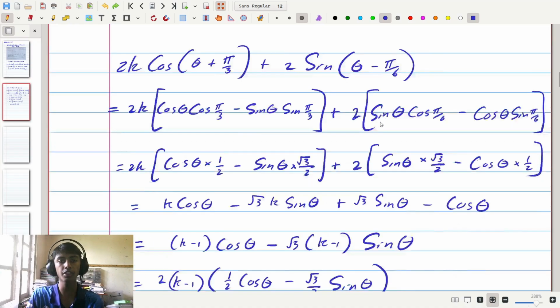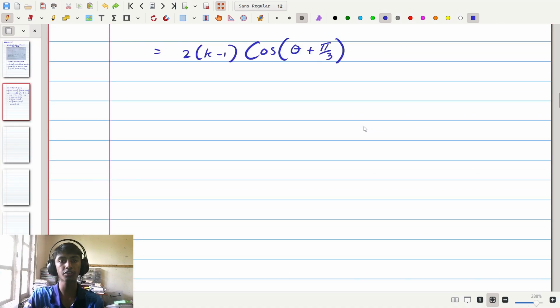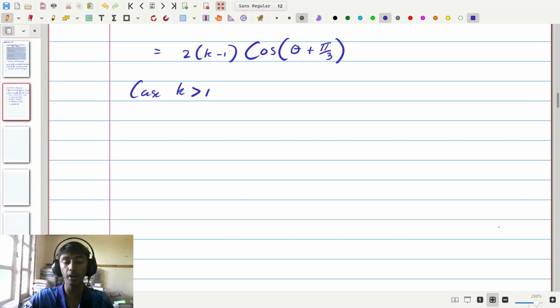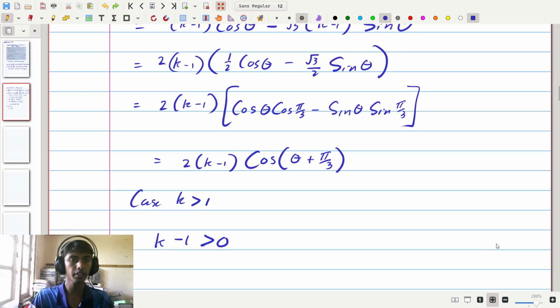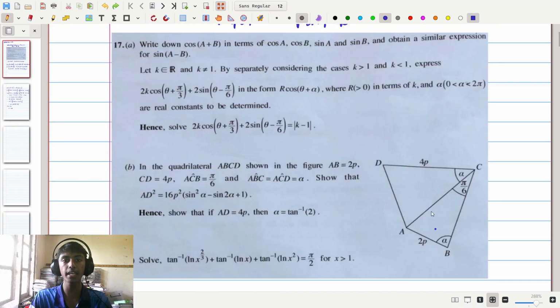So if we now consider the two cases, considering the first case, where k is greater than 1, since k is greater than 1, k minus 1 would be greater than 0. And therefore, 2 times k minus 1, which is the thing that we have at the front here, would be greater than 0. Now, in the form that they gave us, we wanted the form of r times the cosine of theta plus alpha, where r is greater than 0.